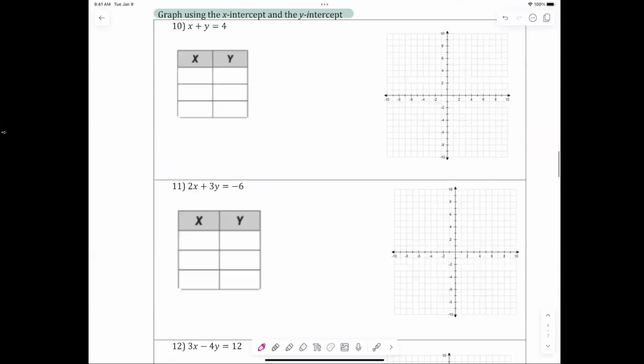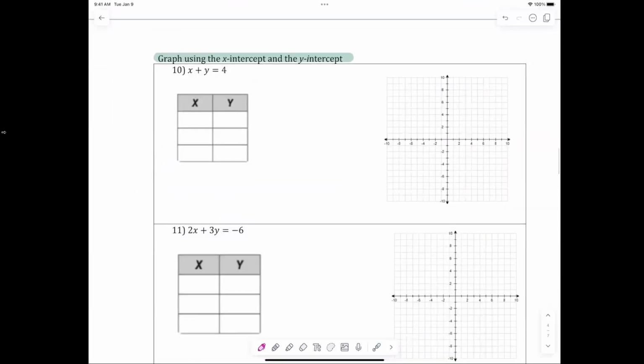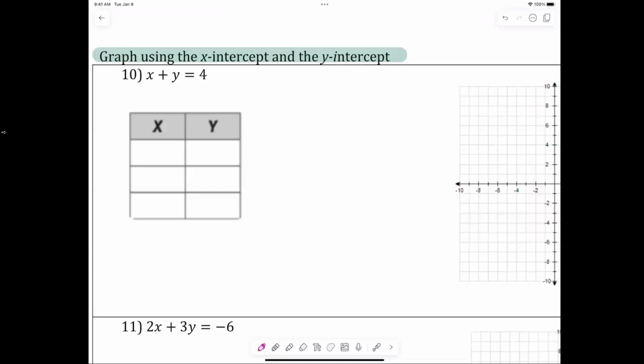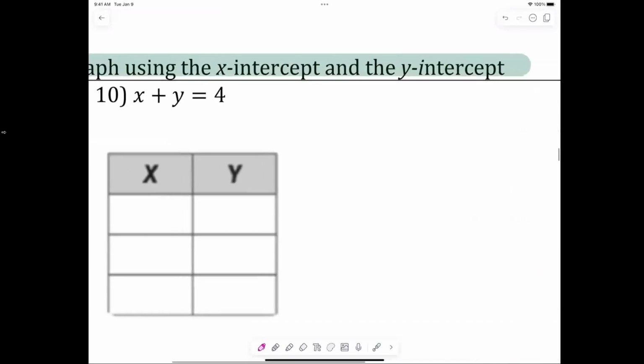All right, here we go. Number 11. Uh-oh, we have new directions. All right, so now we have to graph using the x and y intercept. The x-intercept just means where does the line cross the x-axis? The line crosses the x-axis when the y value is equal to 0.